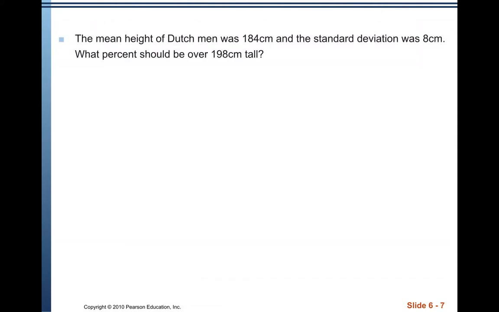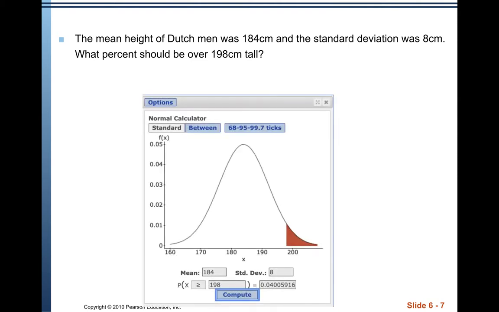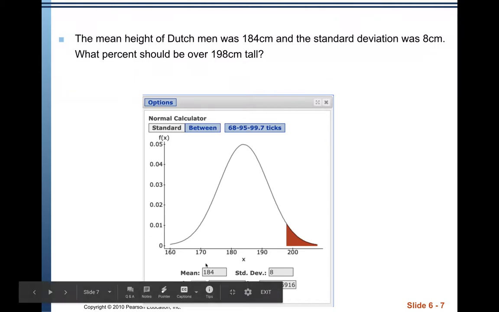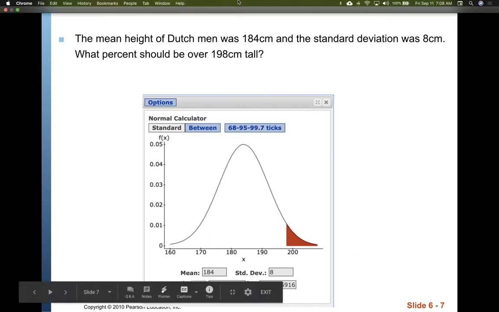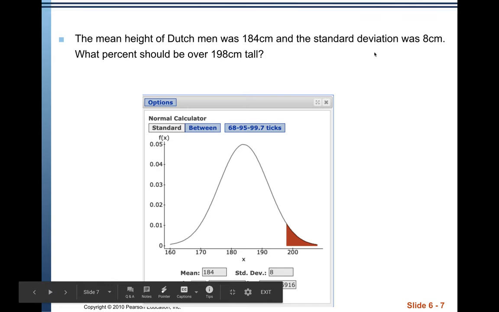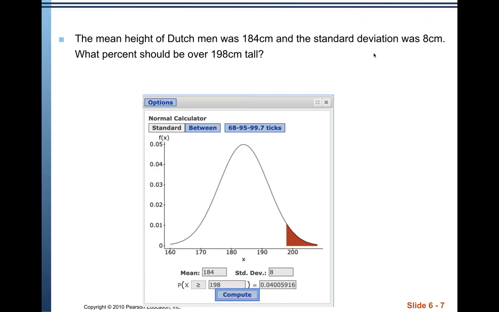Here's another example, with the same mean and standard deviation. What percent should be over 198 centimeters tall? So again, I go to stat, I go to calculators, and I go to normal. And notice this time I put in the mean and the standard deviation, but notice my mouse is getting in the way down there.